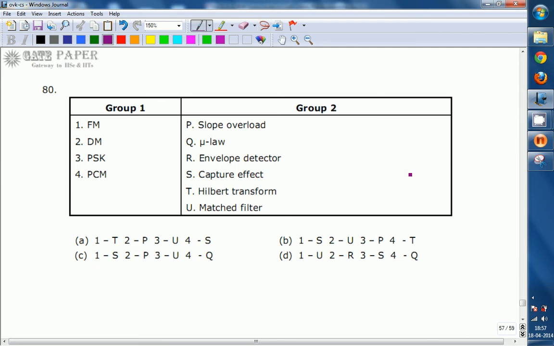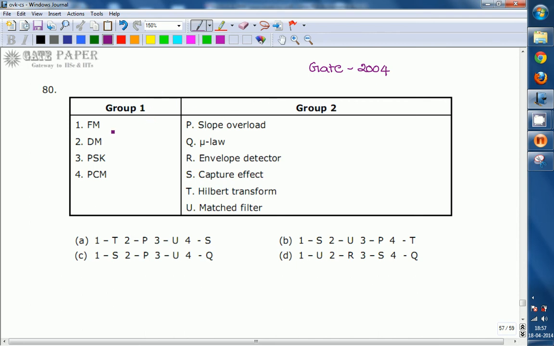This is a question from a previous GATE paper. This question is from GATE 2004. Here the subject is communication systems, and the topic is related to all analog and digital modulations. Simply, a Group 1 and a Group 2 are given.